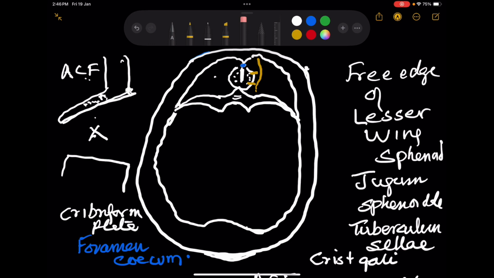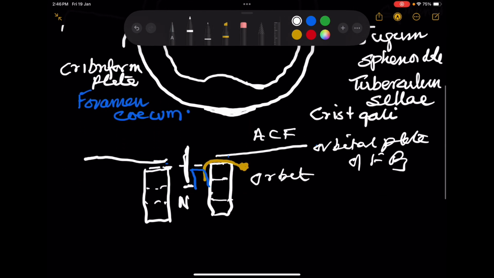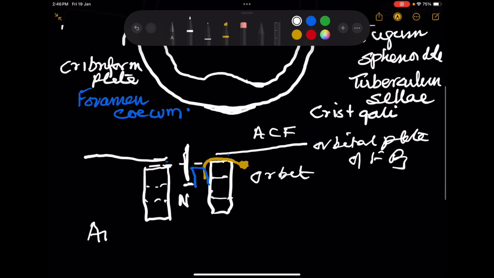After that, in the anterior cranial fossa, you have to remember that there are impressions created by the gyri and sulci of the frontal lobe of the brain. So these structures finish the anterior cranial fossa.